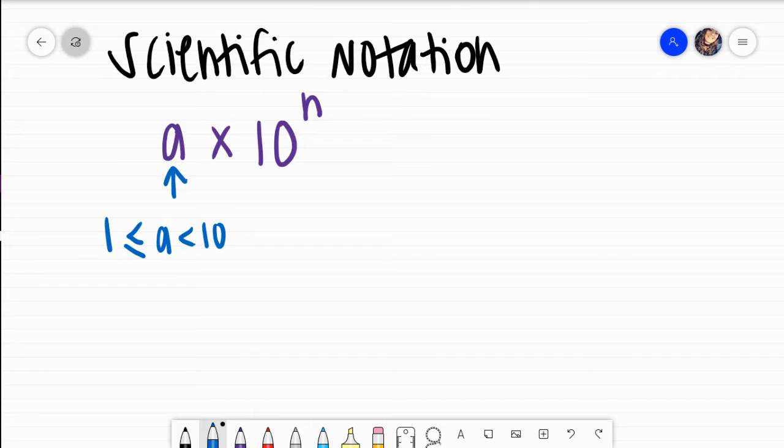And then our N, my exponent, must be an integer. That's basically saying that it can't be written in a fractional form, and it cannot be written as a decimal. It needs to be written as an integer. Okay, so I'm going to tell you a couple of things, and then we're going to do an example showing you both.